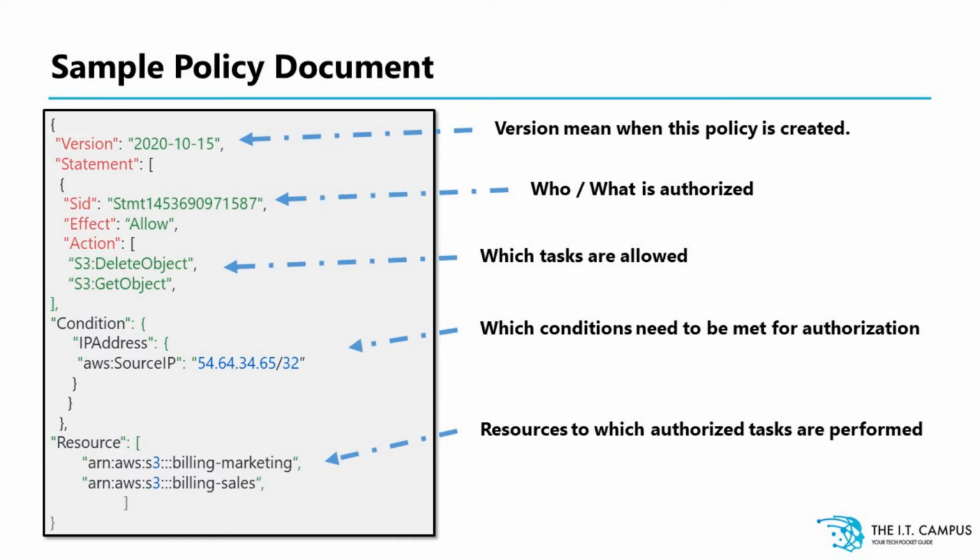The Action value describes which tasks are allowed to be performed. In this scenario, two API calls are allowed on AWS S3, that is DeleteObject and GetObject on S3. Next we have a condition, which must be met for authorization. In this example, only the IP that is registered here is allowed the designated permission. Finally, we have resources, on which authorized tasks are performed. In this example, the user can perform actions only on two S3 buckets, billing-market and billing-sale. A user cannot access any resources that you have not explicitly granted permission to.